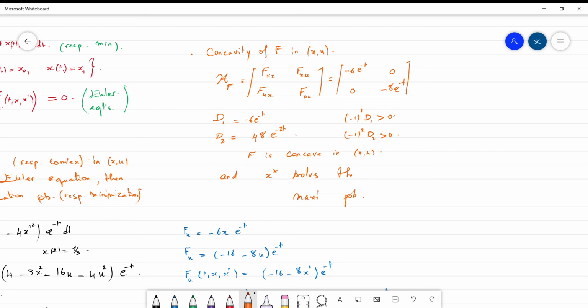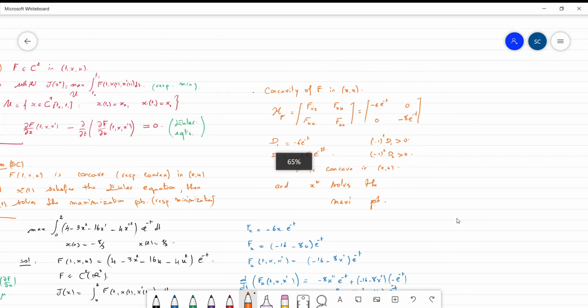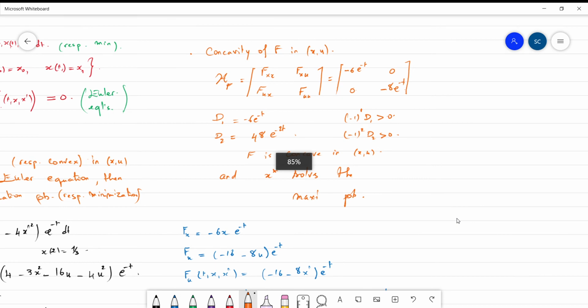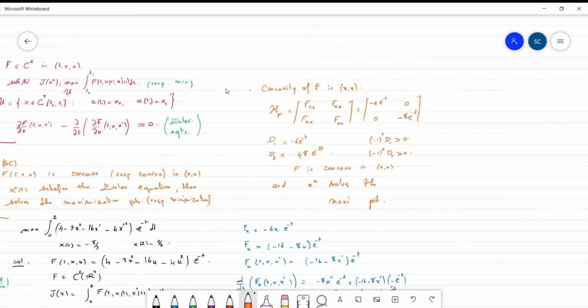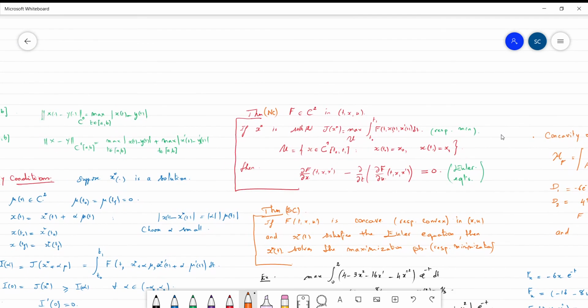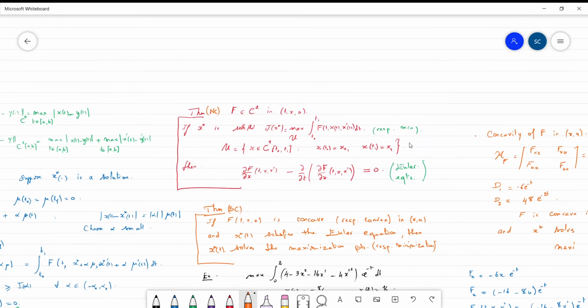So it worked. This is how we deal with it. We don't have many theorems for the moment, but you identify the candidate, and check concavity or convexity to confirm whether or not it is a solution.